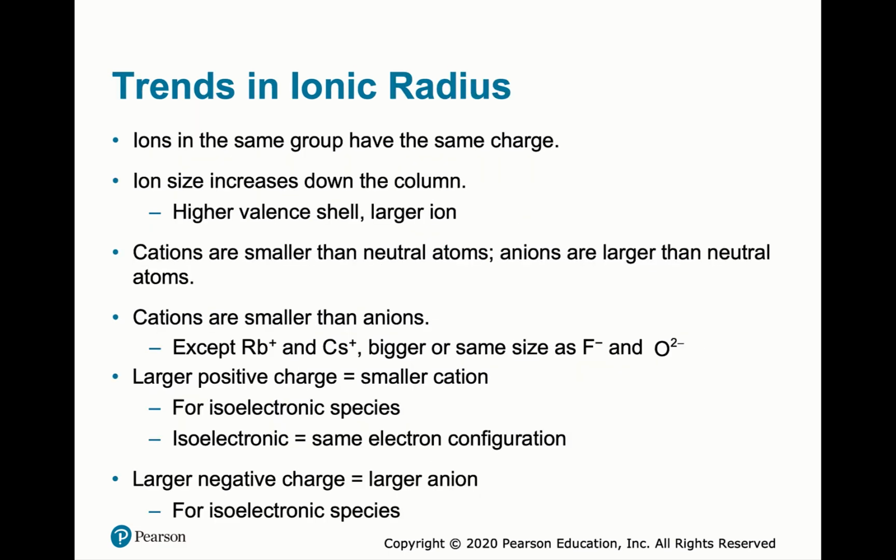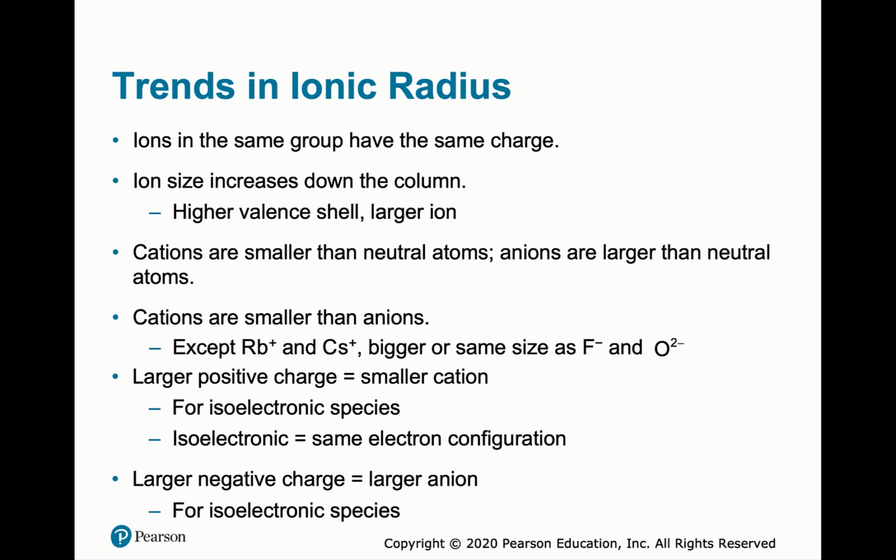So, and ionic radius. So ions in the same group have the same charge, and going down the column, they increase in size as well. So looking at the alkali ions, lithium, sodium, potassium, rubidium, cesium, as you go down the column, the ions get bigger. And also, cations are smaller than anions.